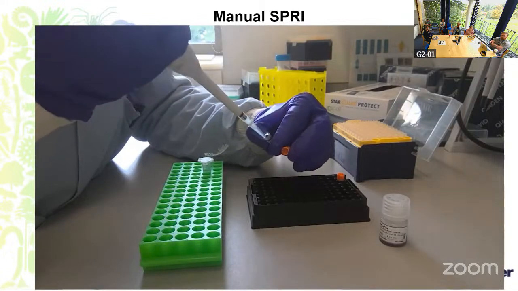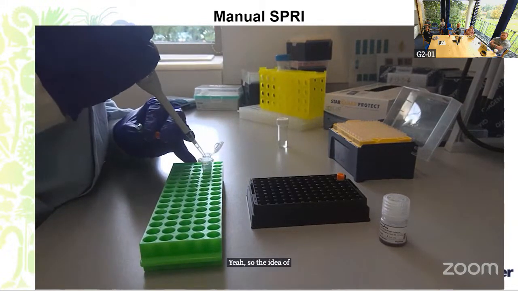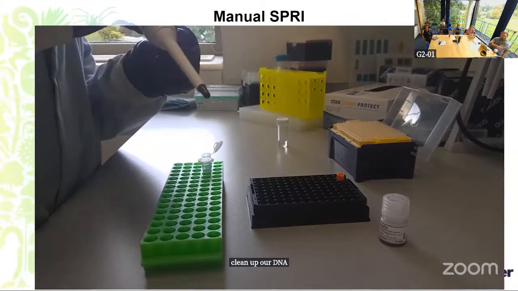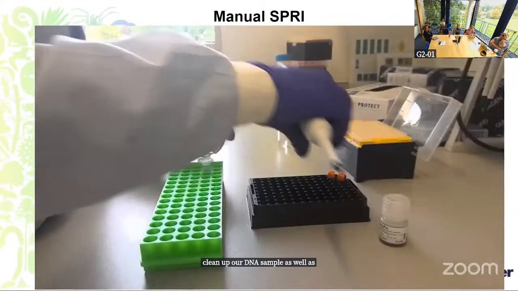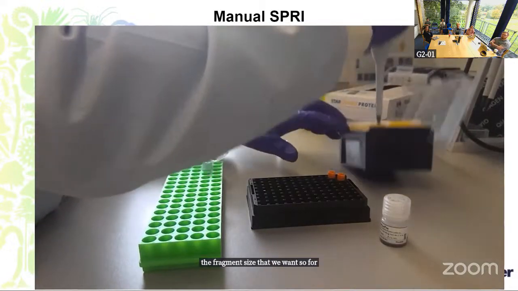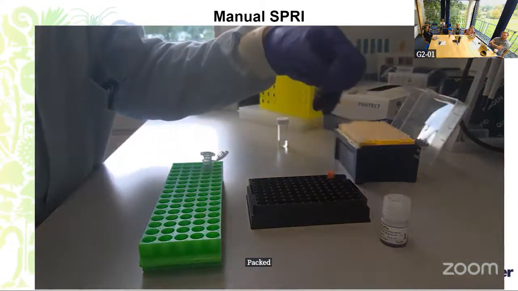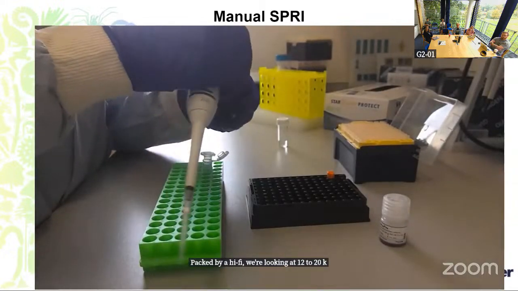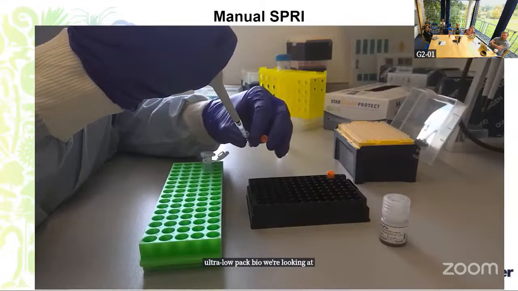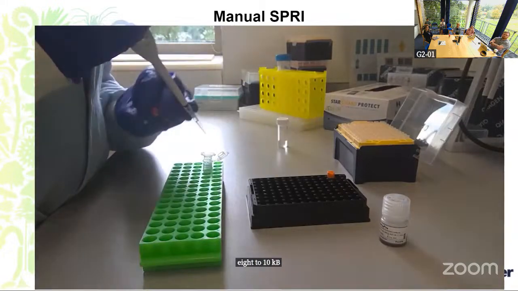The idea of the SPRI is to clean up our DNA sample as well as select the fragment sizes that we want. So for PacBio HiFi, we're looking at 12 to 20 kb, and for ultra-low PacBio, we're looking at 8 to 10 kb fragment sizes.